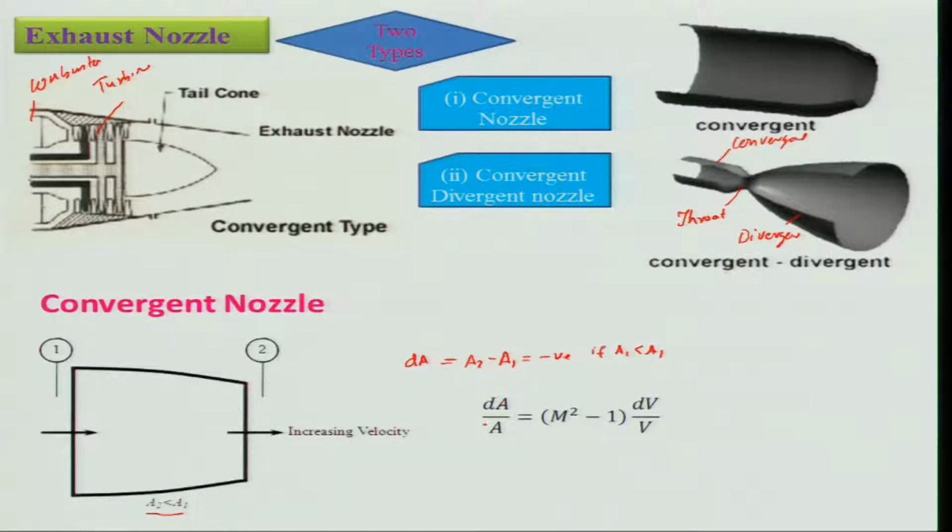If this is a negative quantity and if M is subsonic, that means M is less than 1, then this portion also will be a negative quantity. And then what will be dV? V2 should be greater than V1, because the left hand side is negative, the right hand side is also negative. So, naturally V2 should be greater than V1.